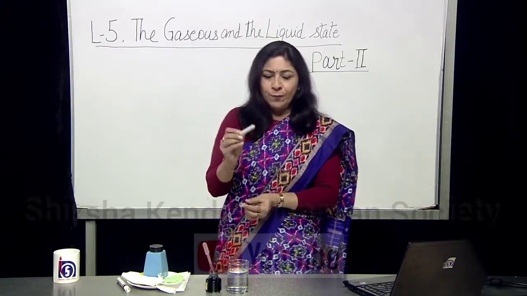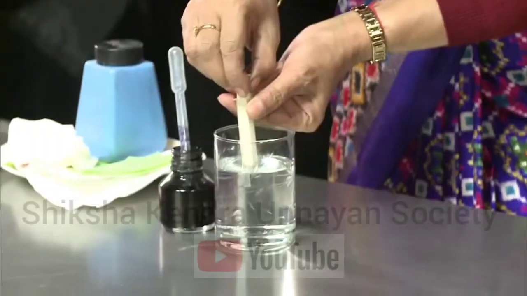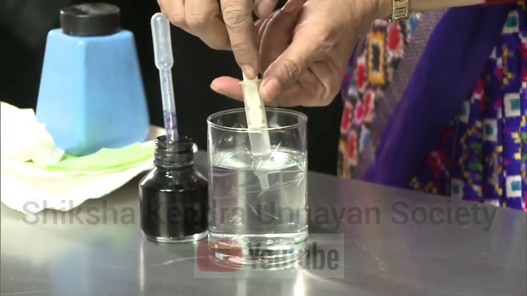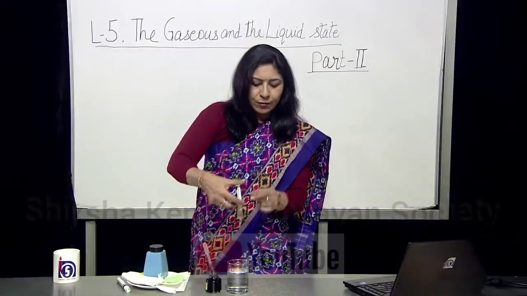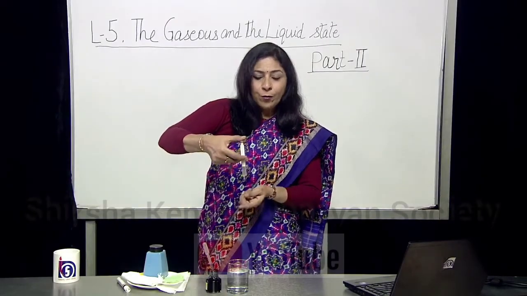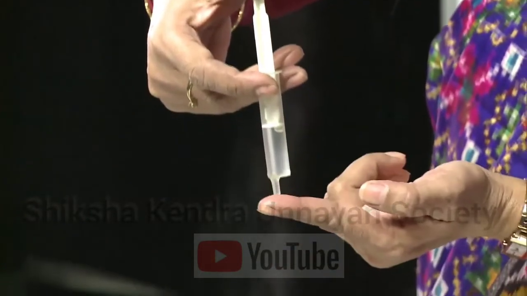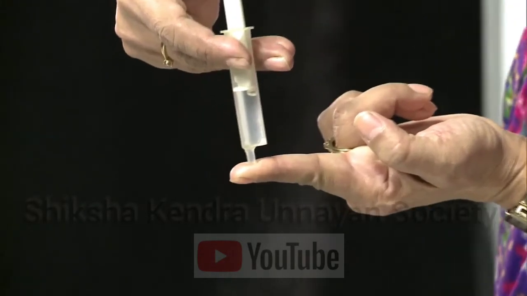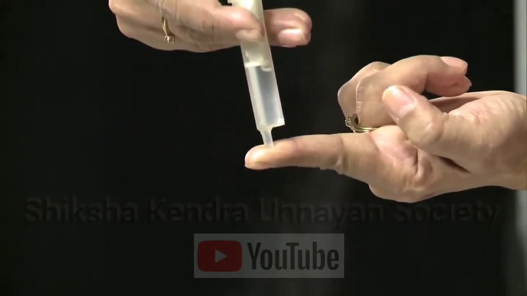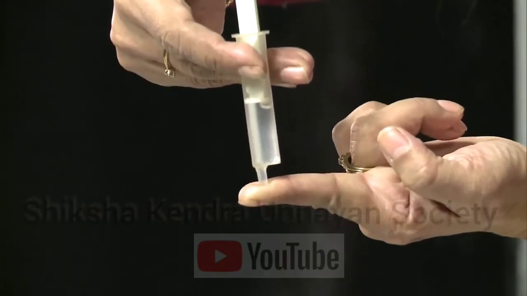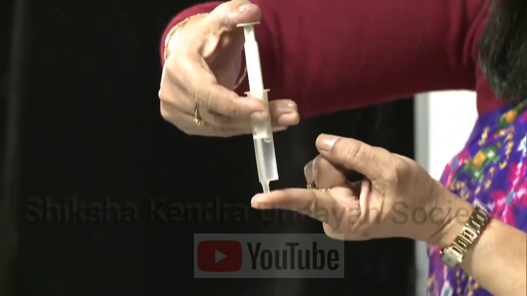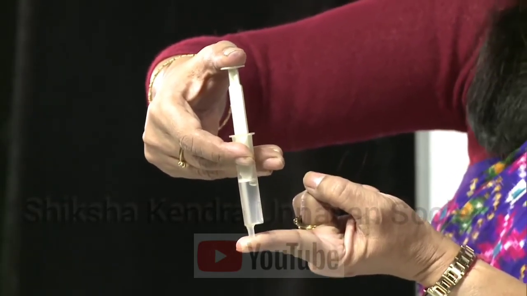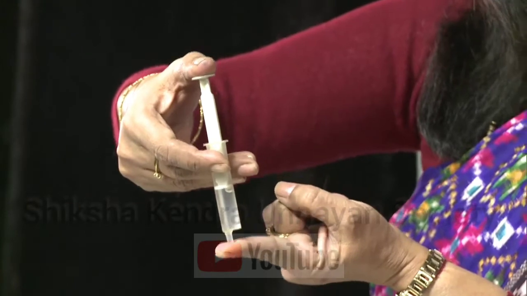Now, what are we going to do? We will check with a liquid. We have taken water and we will fill the water in this syringe. You can see the water is over here. It is stationary. Now I am going to put my finger over here and press the plunger down very forcefully. If you also do this, you will find you have to apply a lot of pressure and still it is not going down. Why? Because they are incompressible.